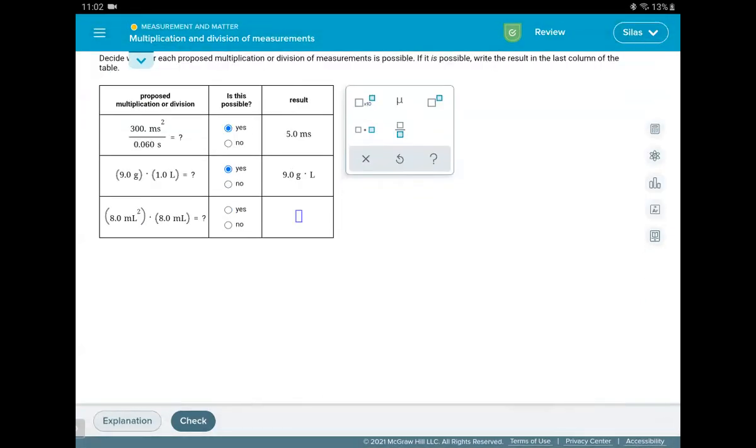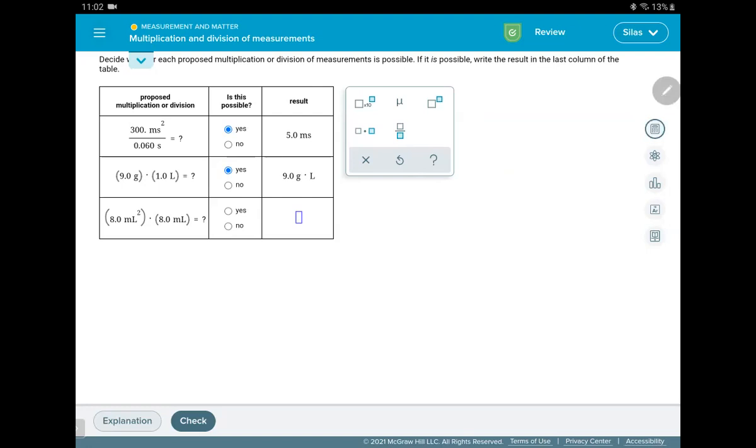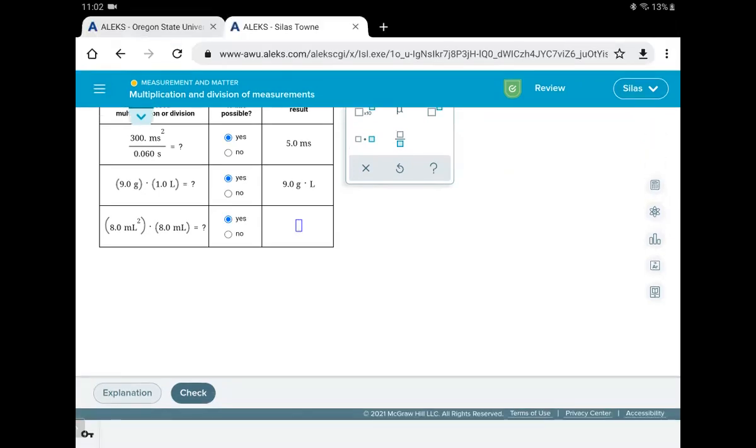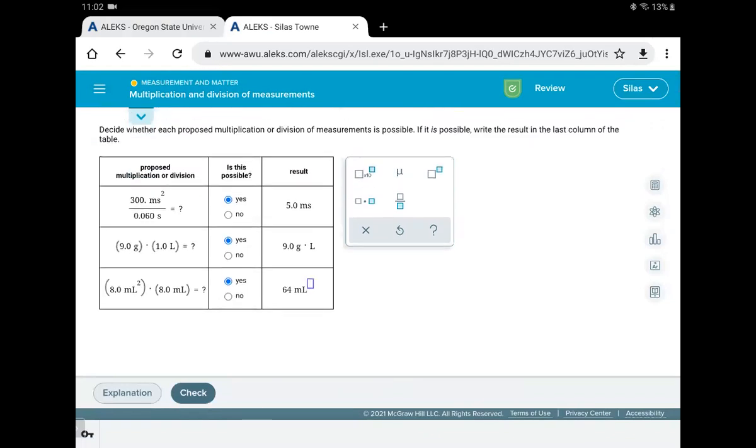Now, last one, we've got milliliters squared times milliliters. So that's going to go to milliliters cubed. And we're going to do 8 times 8. So 8 times 8 is 64, and it's going to be milliliters. 2 significant digits, milliliters cubed. Now, if it's the same units, you'll add that cubed unit.